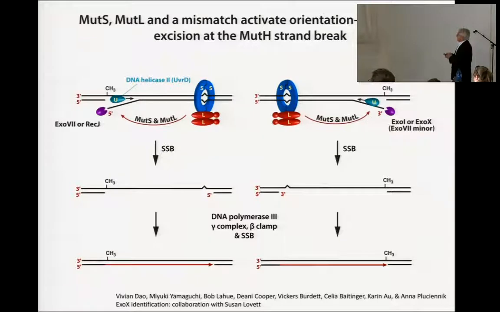Assembly of the MutS-MutL heteroduplex complex also activates the excision system, which is comprised of DNA helicase 2, the UvrD gene product, and several single-strand exonucleases. And Vivian Dow and Miyuki Yamaguchi showed that the MutS-MutL complex loads helicase 2 at the MutH strand break with an orientation bias, so unwinding proceeds back towards the mismatch. And that is true regardless of placement of that strand break, 5' or 3' to the mismatch. In other words, this system can establish the relative orientation of those two sites.